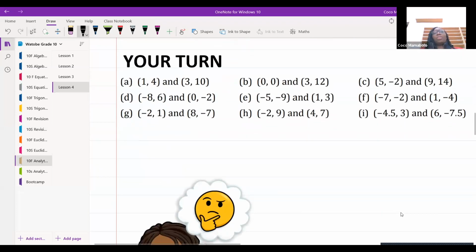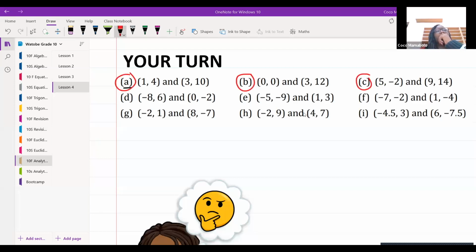I want us to calculate the gradient of A. For those of you who know how to calculate the gradient now, please go ahead and calculate the gradient of A, B, C. When you're done, pop the fire emoji in the chat for me.